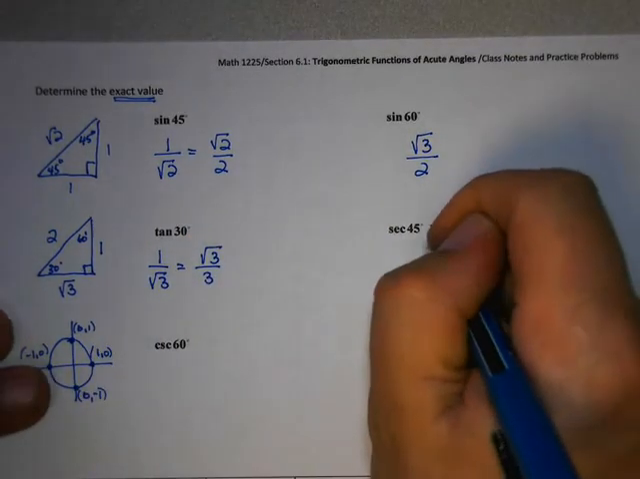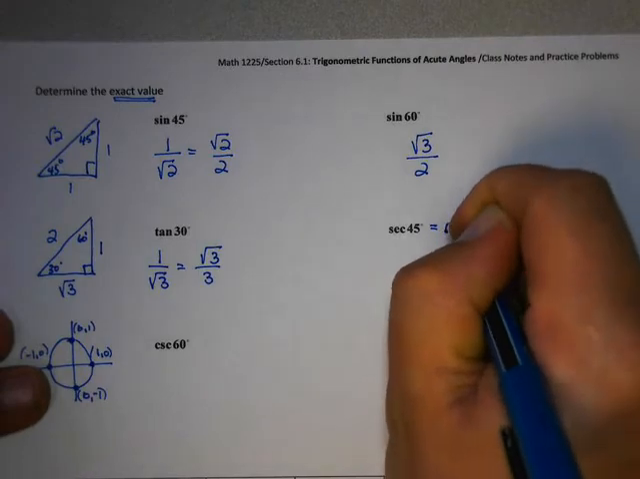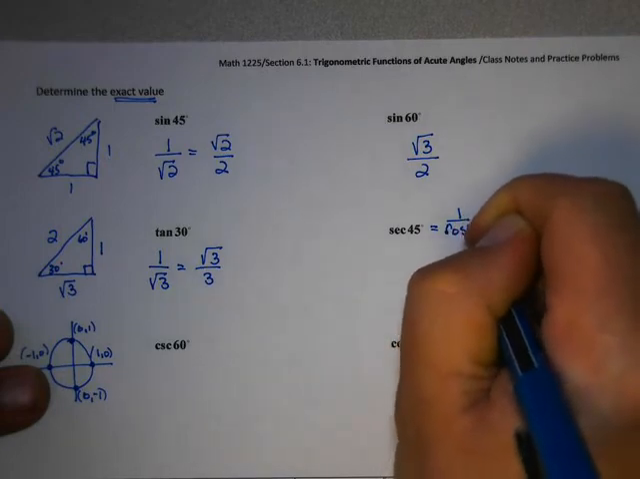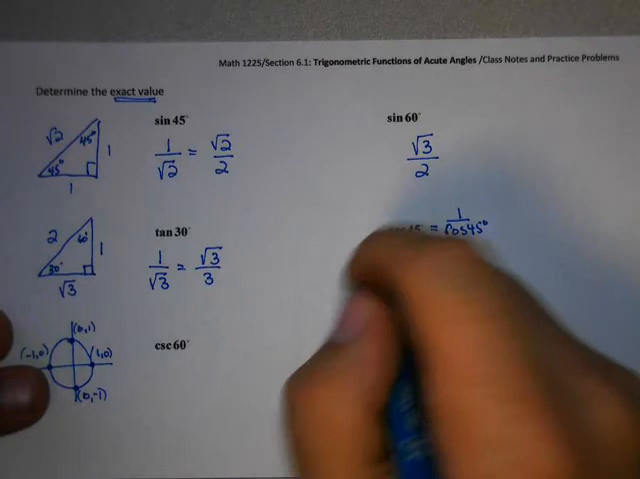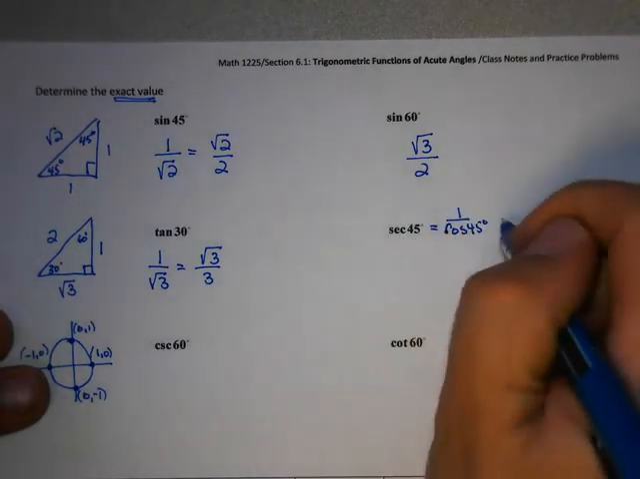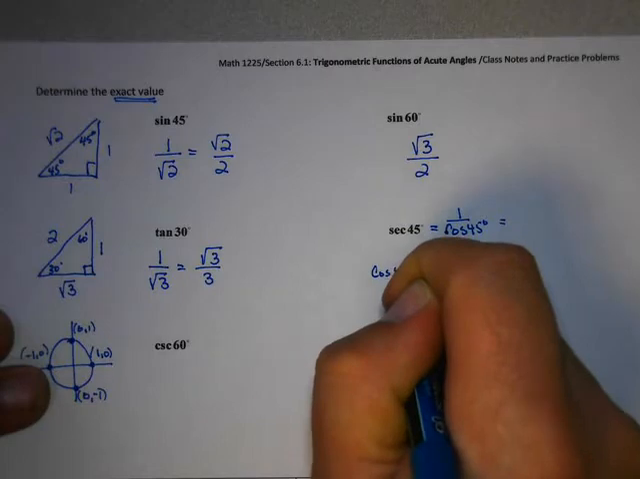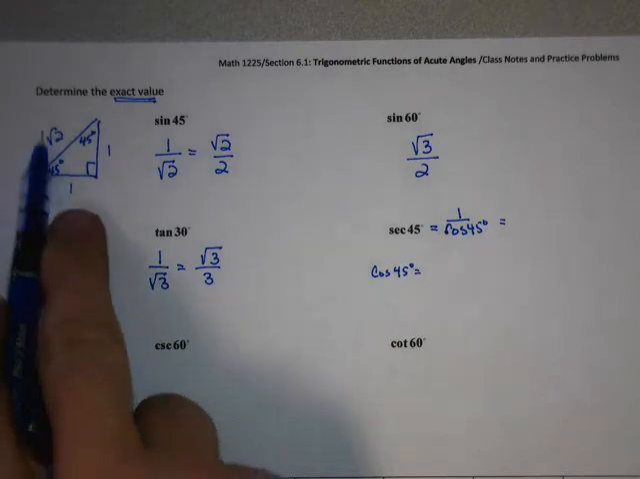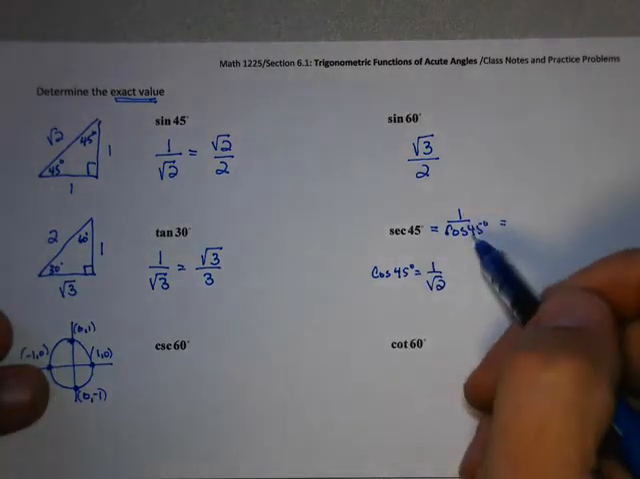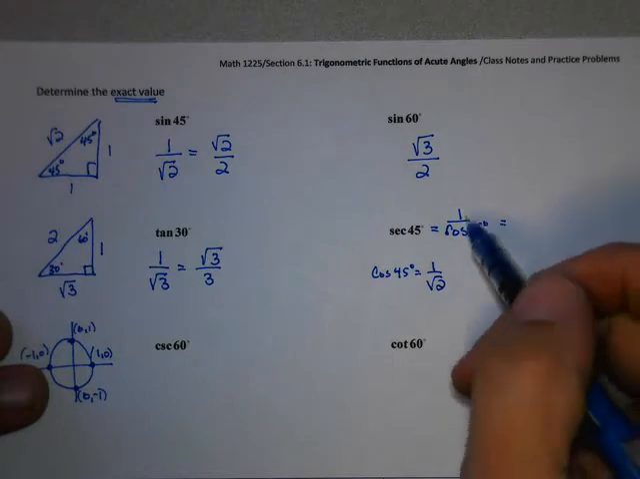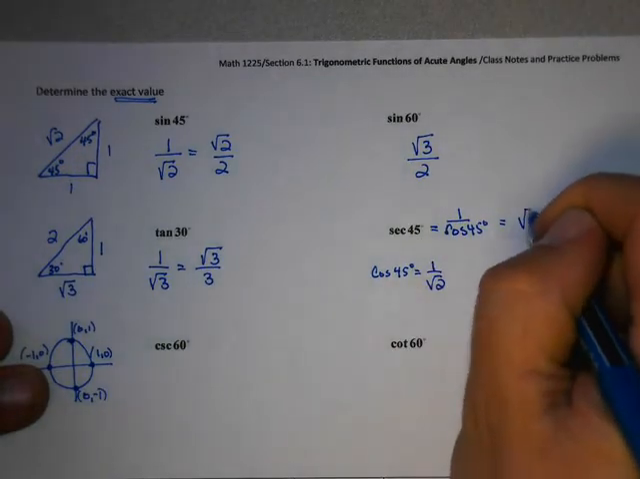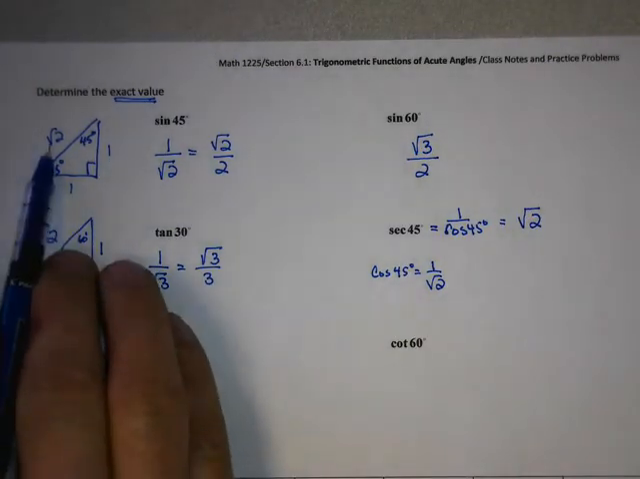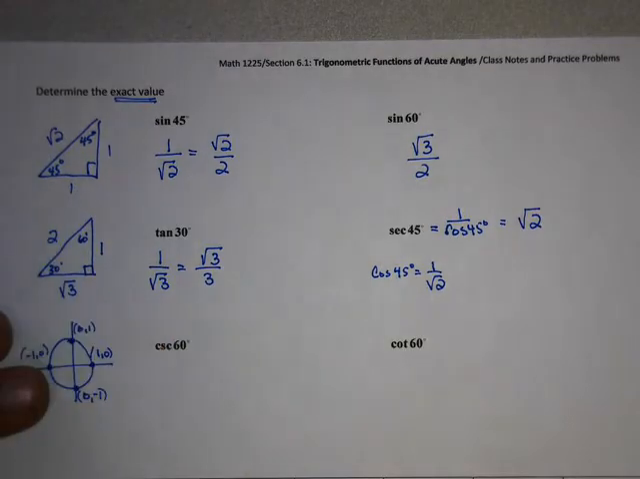Secant 45 is equal to 1 over, or cosine 45 degrees. Or we can say, well, if cosine 45 degrees is equal to, got to go to 45 degrees, cosine adjacent over hypotenuse, 1 over the square root of 2, then 1 over the square root of 2, or the reciprocal of that, is going to be the square root of 2. Instead of saying it's adjacent over hypotenuse, secant is hypotenuse over adjacent, square root of 2 over 1.